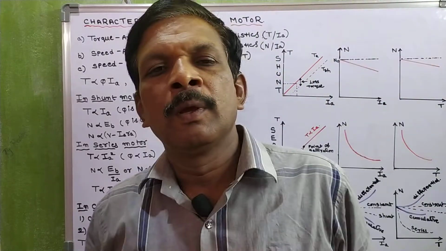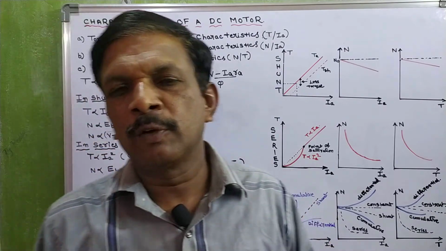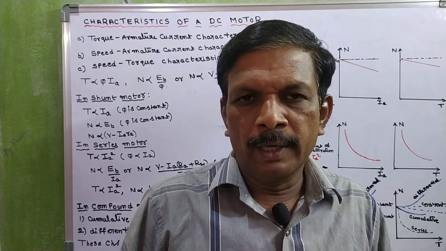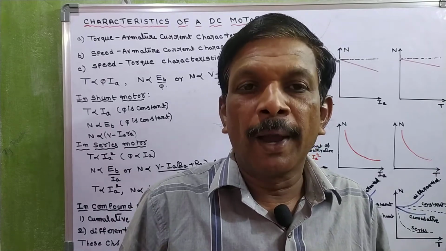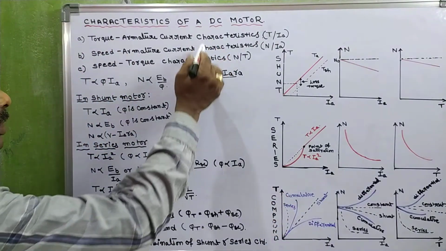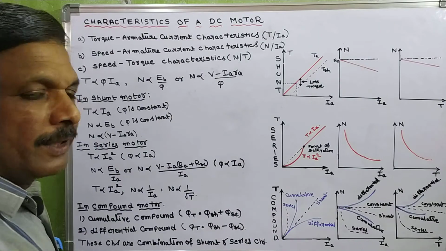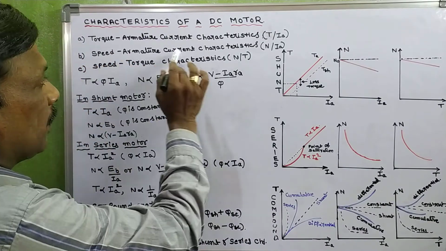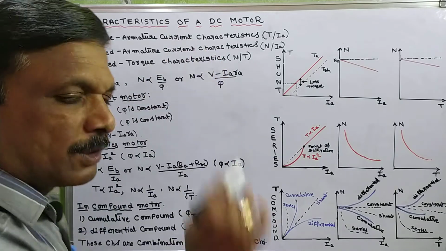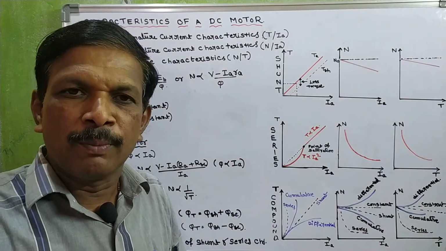Hi friends, in this video we are going to discuss the characteristics of DC motor. The performance of a DC motor is best judged by its characteristics. So first of all, these are the three characteristics: the torque armature current characteristic, the speed armature current characteristic, and the speed torque characteristic. These are the three characteristics of a DC motor.